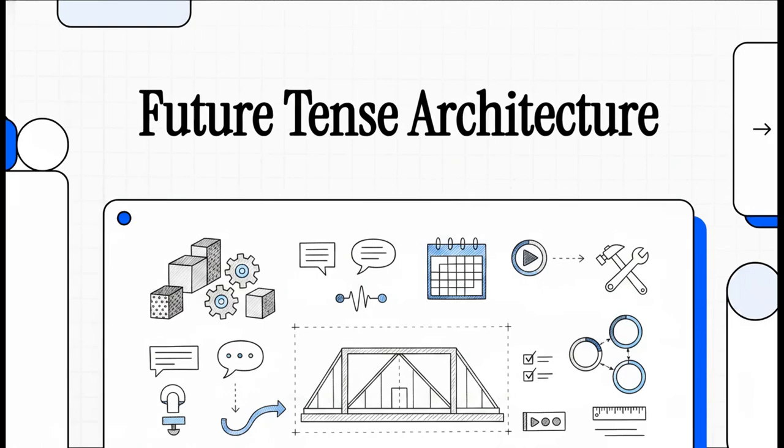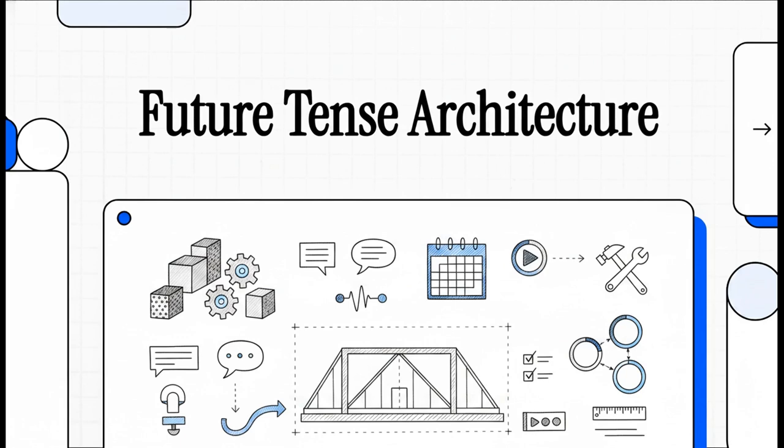Welcome to This Explainer. Today, we're going to build a rock-solid foundation for understanding exactly how we talk about tomorrow by breaking down the architecture of the future tense. If you think about it, language is a whole lot like engineering. We use really specific building blocks to construct meaning. And when it comes to talking about the future, well, English actually gives us some incredibly precise tools.